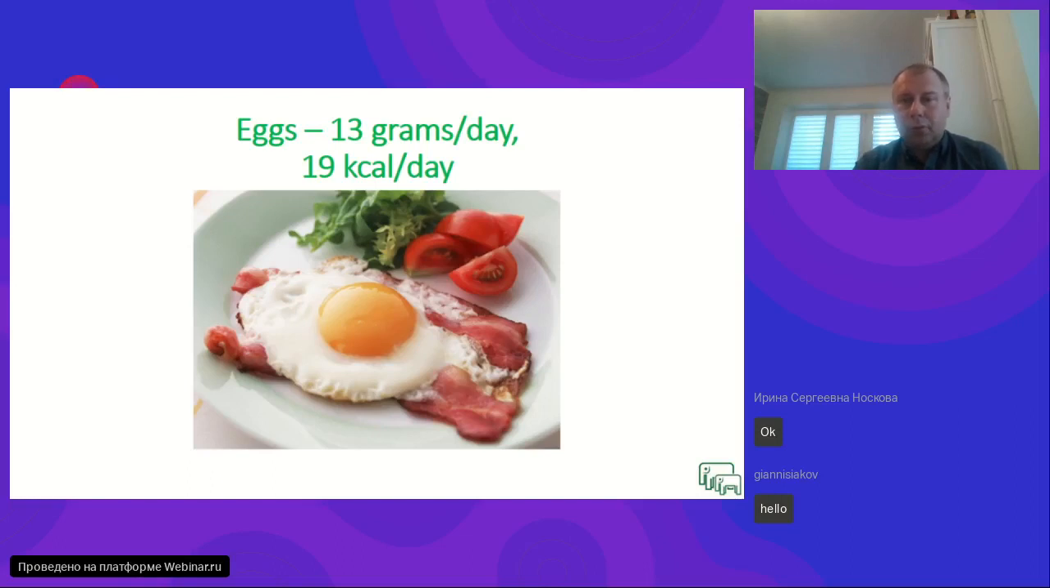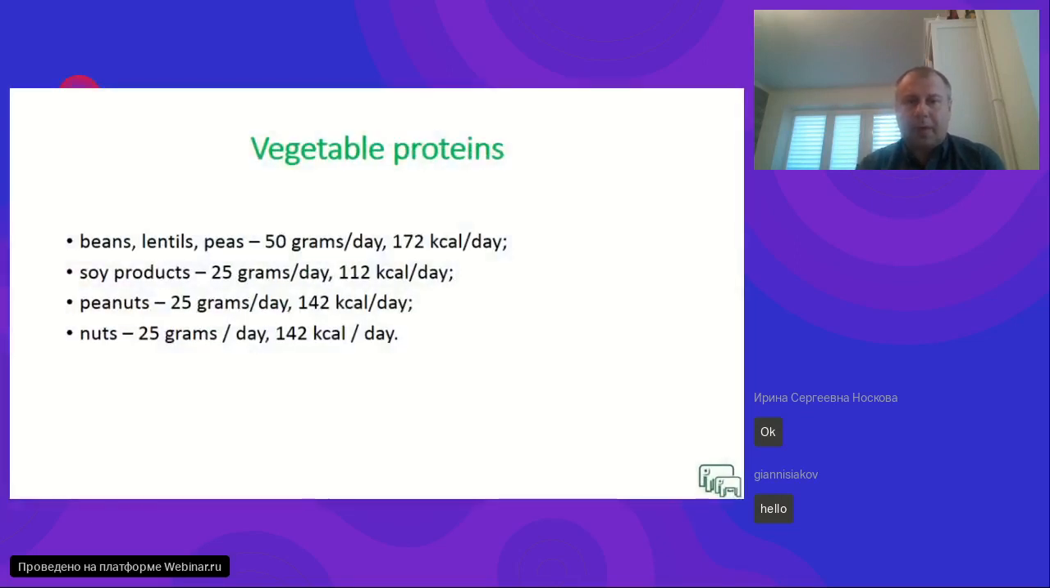Sometimes we can allow to eat eggs. Eggs is a source of vitamin D, which is not only produced by our skin during insolation, but also we consume some level of vitamin D from food, and eggs, by the way, is one of the good variants to introduce vitamin D with food. And the modern trend, of course, is to consume vegetable proteins, approximately 50 grams per day. It may be beans, lentils, peas, soy products, peanuts, nuts. This is a very important source of proteins, which are necessary for good functioning of our organism.